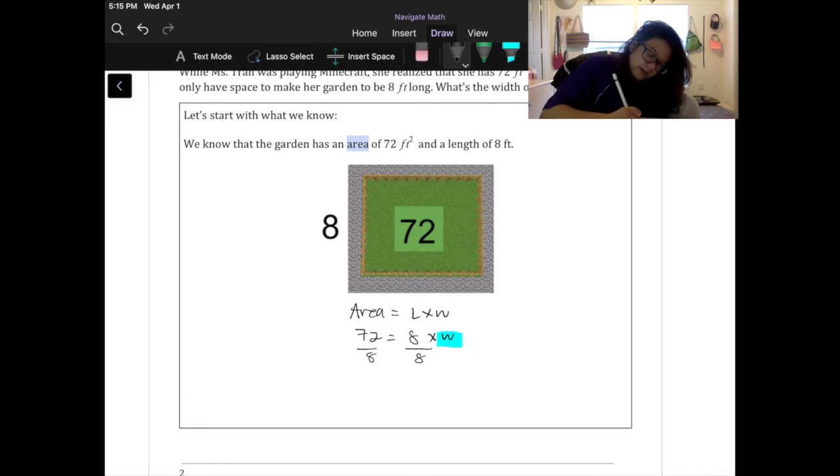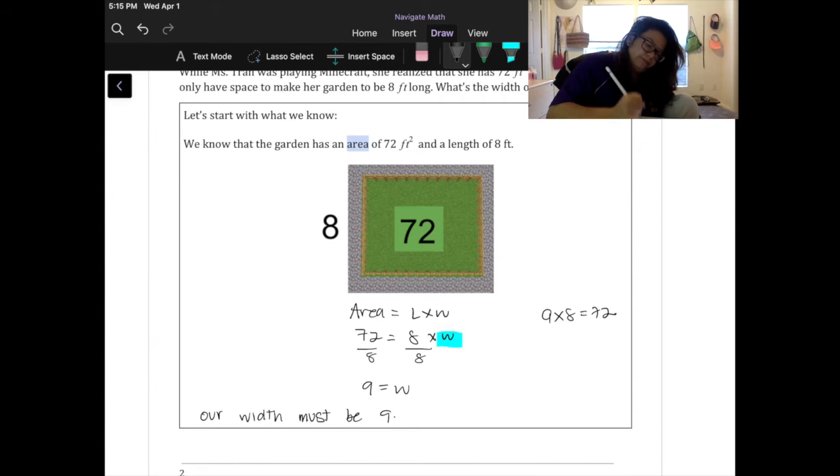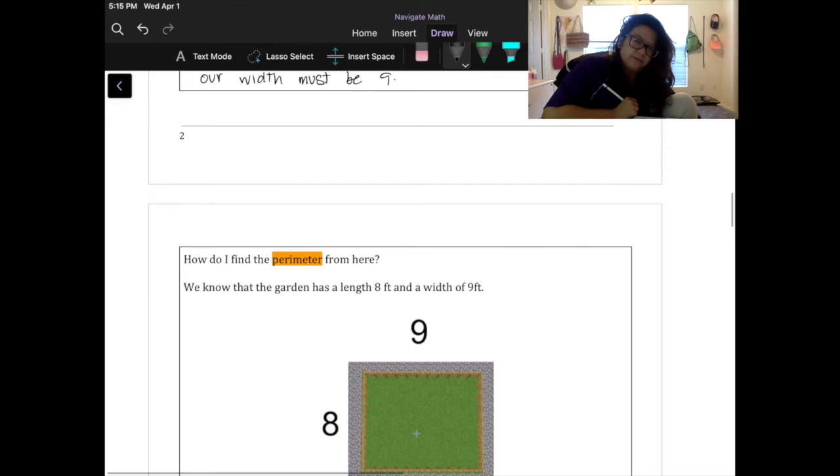I'm going to get rid of the 8 by dividing both sides by 8. So 72 divided by 8 is 9. That means that my width must be 9. And you can check your work because 9 times 8 equals 72. So that's how you go backwards from area.